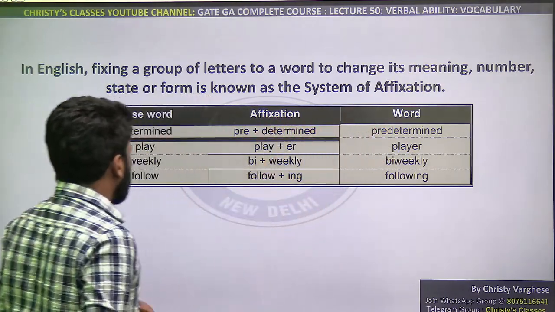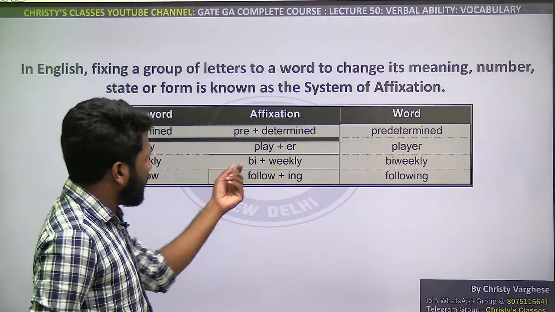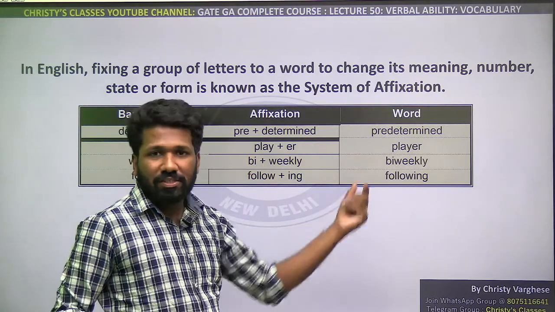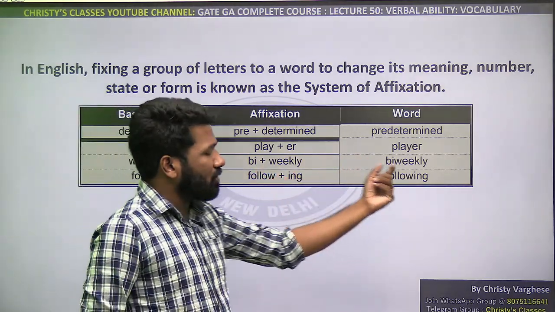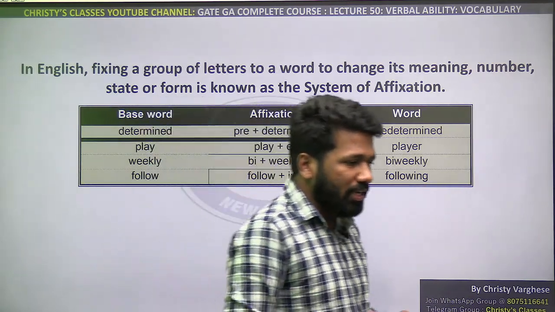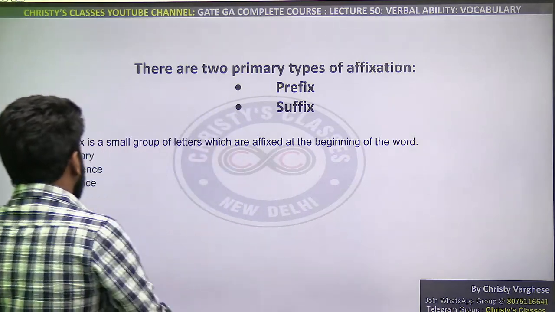So that is affixation. Play, player: er is the suffix. Weekly, bi-weekly: bi means in two weeks. Follow, following: ing is also a suffix. Are you all understanding prefix and suffix? Let us discuss prefix in detail.